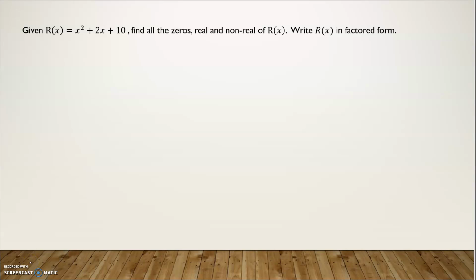Alright, this is section 5.5, part 2. We are trying to find all the real zeros and then put that into factored form. So let's set this equal to 0. What I'm going to do is try to factor this.